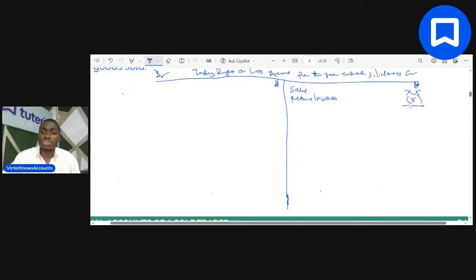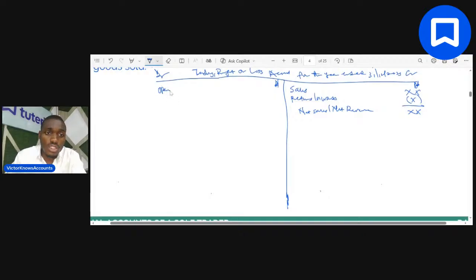Sales minus returns inwards gives us something like net sales or net revenue. Sales, another name for returns inwards. So to get your cost of sales, you have to go to the debit side. It is on the debit side that you calculate your cost of sales.